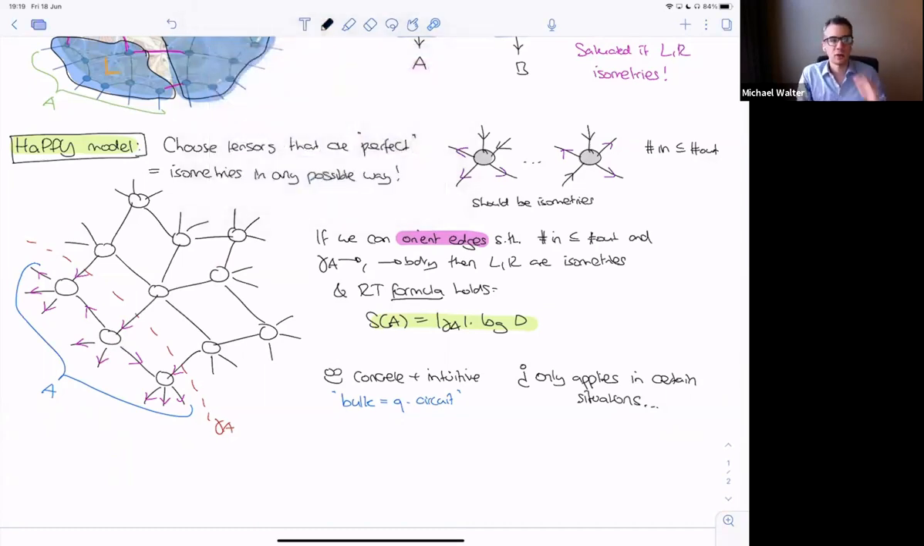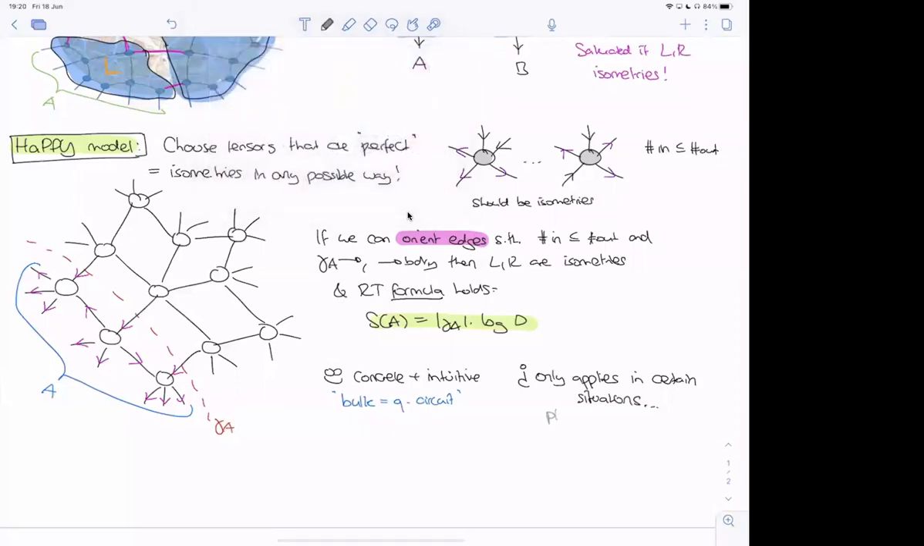Now I want to discuss another model, which is maybe less concrete in a way, but it's amenable to different techniques and applies a bit more generally. And that's something we cooked up a little later, and it's based on random tensors. But maybe before that, I just want to ask if there are any questions about the happy model, how it works, why it works.